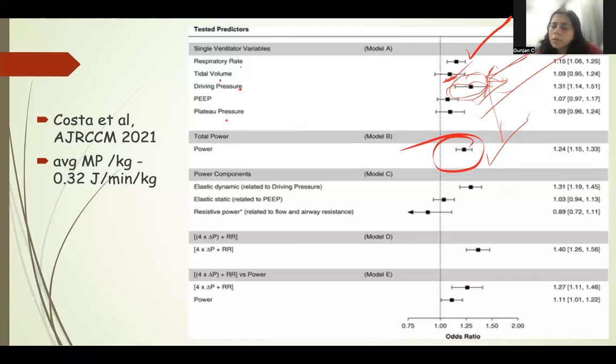Then he found that yes, driving pressure does make a difference and respiratory rate does make a difference. So he made another formula where he multiplied 4 times the driving pressure plus the respiratory rate. When he combined the driving pressure and respiratory rate together, they found that this correlated more with mortality than mechanical power alone. So you never know, you may have a newer component or newer definition coming up soon, which will define ventilator-induced lung injury in a more complicated or maybe a simpler manner, because it's easier for me to have the driving pressure and the respiratory rate, right?